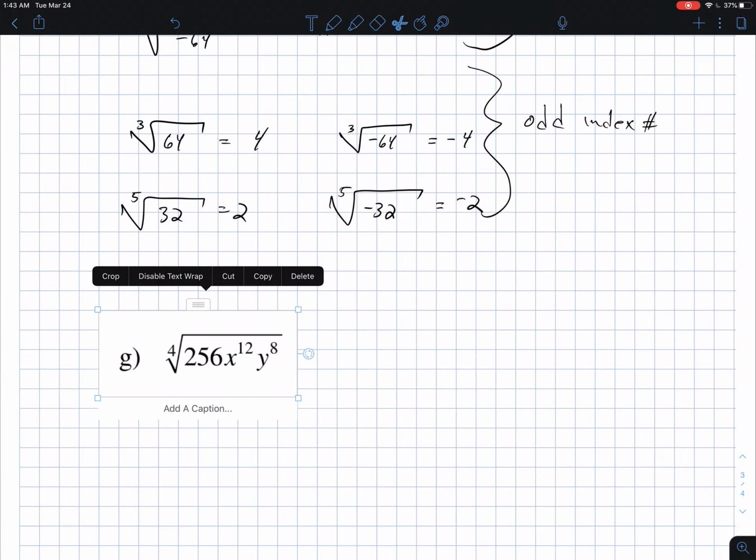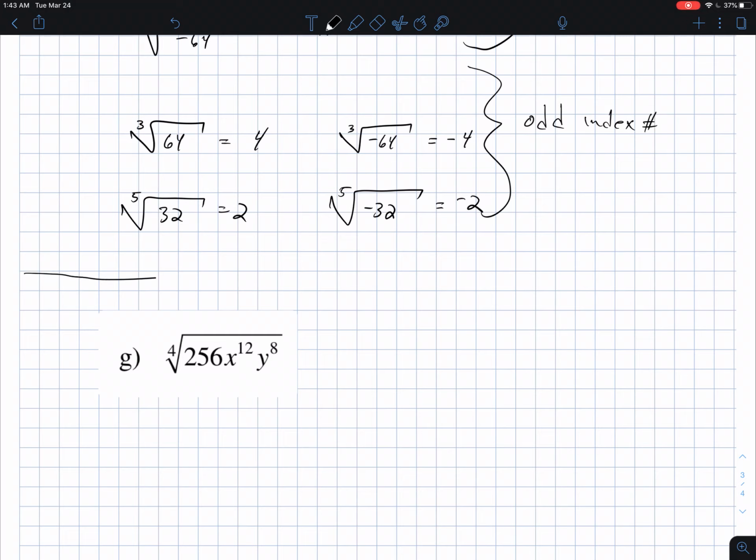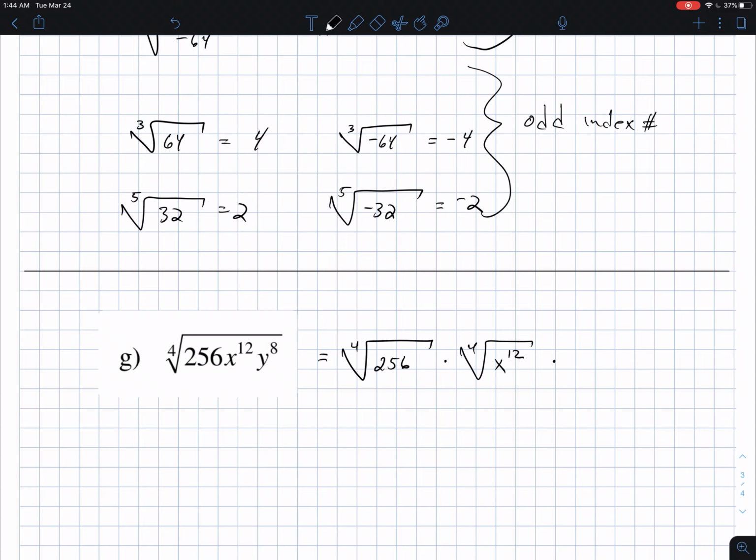So here we go. We've got the fourth root of 256 x to the 12th y to the 8th. Now, when you're looking for the nth root, like we said before, we're going to take them individually, and hopefully that will make our job a lot easier. So I'm going to take the fourth root of 256, multiply that by the fourth root of x to the 12th, and then multiply that by the fourth root of y to the 8th.